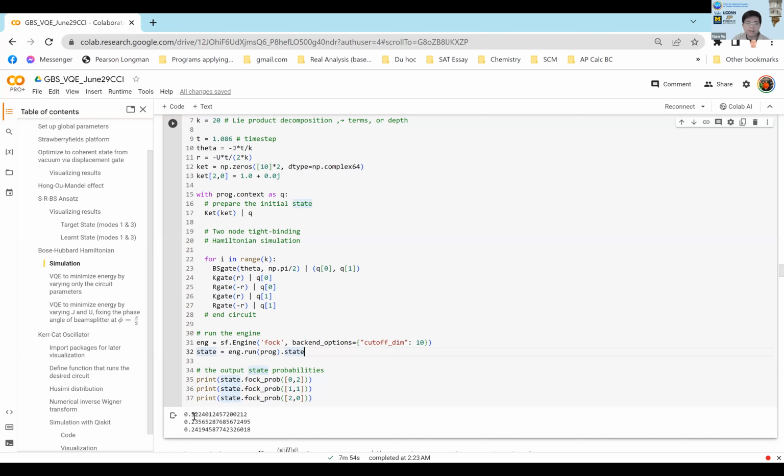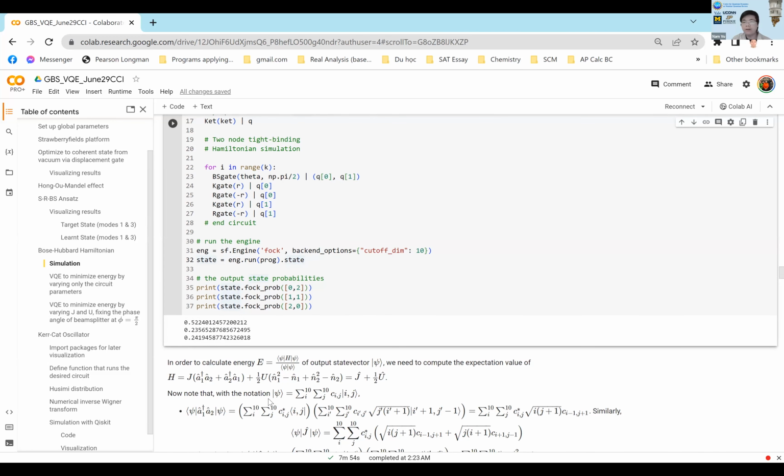And as you can see, they all add up to approximately 1. And so this means that no other states are observed. And this actually agrees with the particle preserving nature of the Hamiltonian as well. And based on this Hamiltonian, it is also possible to calculate the energy of the output state, or the expected value of the Bose-Hubbard Hamiltonian that we are talking about.